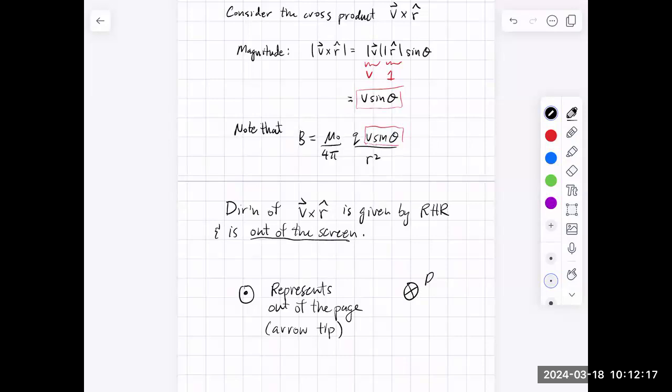So this represents a direction into the page. And so this is the back, or feathers, of an arrow.